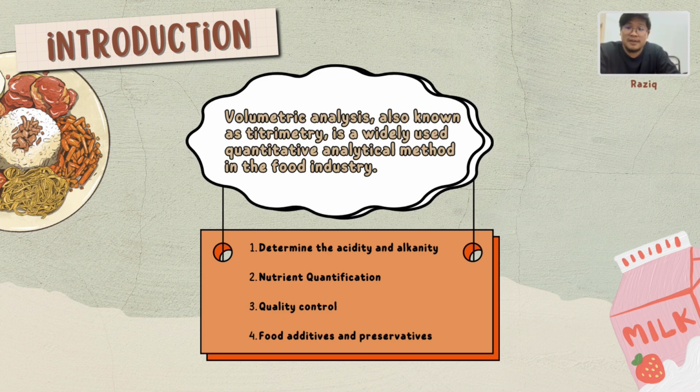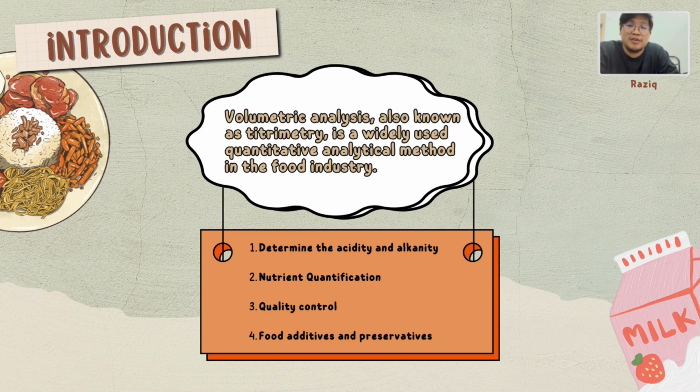Other than that, it is used for the quality control of food products. For instance, in the dairy product industry, this method is used to determine the fat content of milk and other dairy products. This ensures the dairy products reach the quality standards and meet the expectations of the consumers.